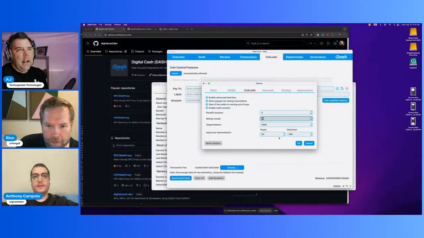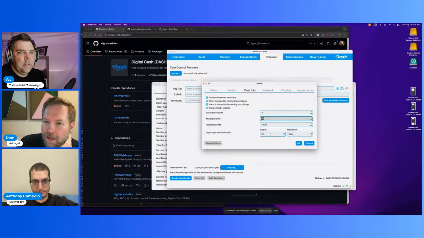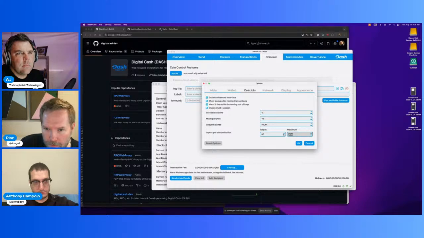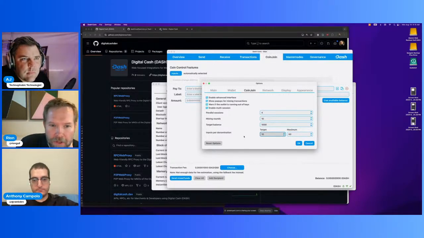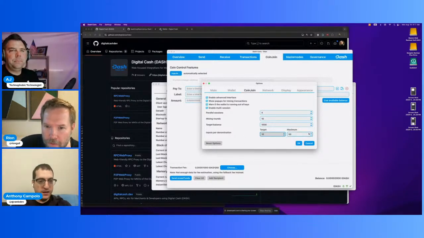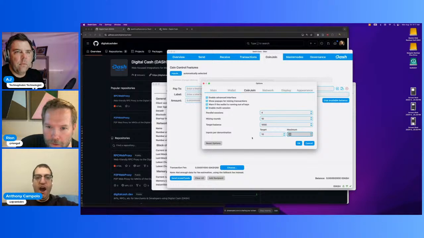I haven't changed anything about these. So it's interesting that the default inputs per denomination is targeting 50 and giving a maximum of 300. I'm going to bump that way down to 20 and 10. This is basically — You did 50 and 10. Say what? You did 50 and 10. I don't know why, but okay. So let's do 20 and 10. And I'm just going to go ahead and start this.